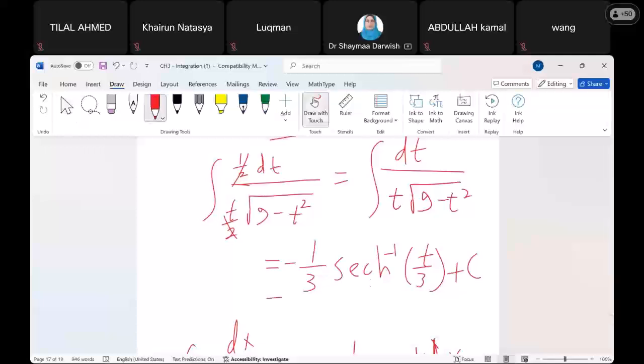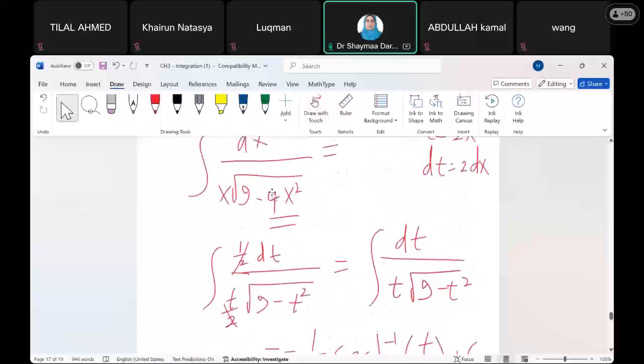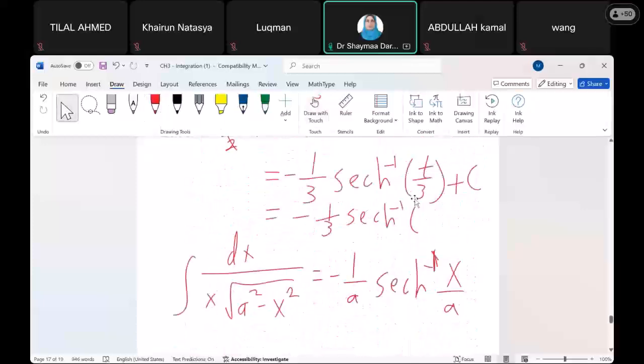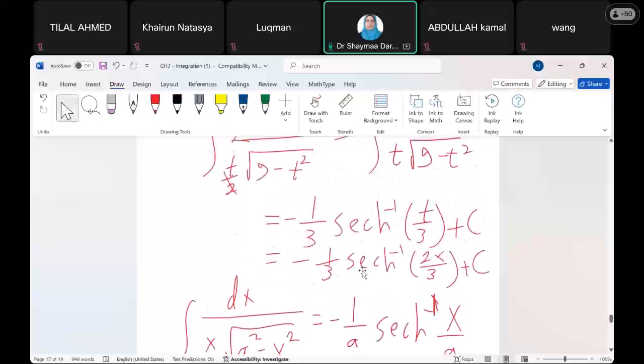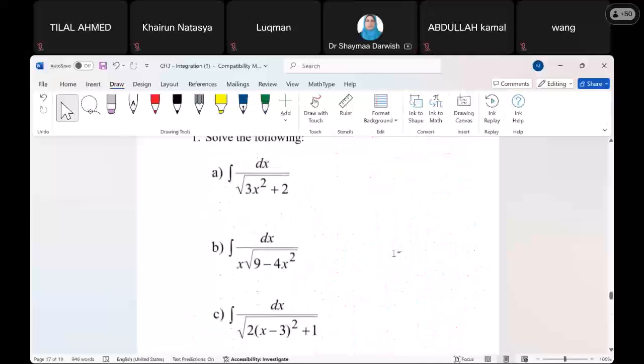So this means that it is equal to minus 1 over 3 sec inverse, t was equal to 2x, t is 2x, so 2x over 3 plus constant. Minus 1 over 3 sec inverse 2x over 3 plus constant. One more example.